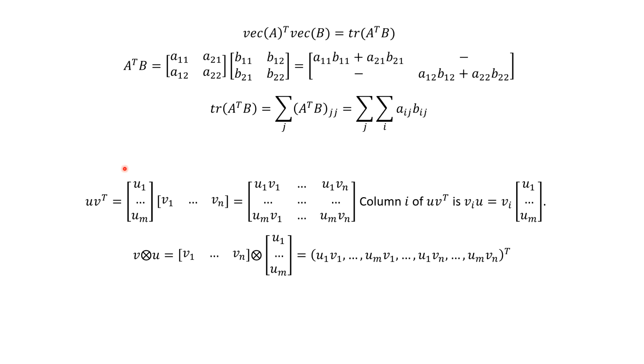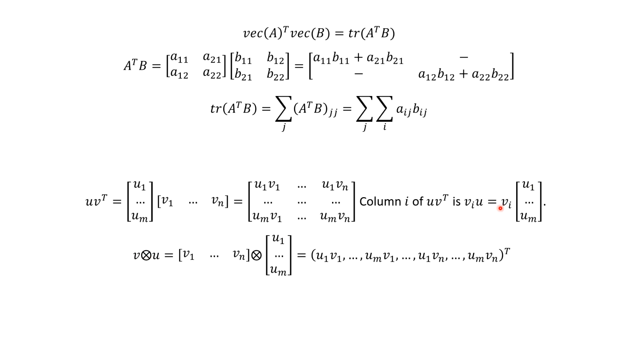Okay, so the second theorem, I'll give you an example of that also. So we have u v transpose. That was one side of the theorem, and we took the vec of that after we computed it. So we have a column vector u, row vector v transpose. It's basically the outer product. And then column I of this is v sub I u. It's this thing here. And when you take the vec of that, it's just stacking the columns one on top of the other.